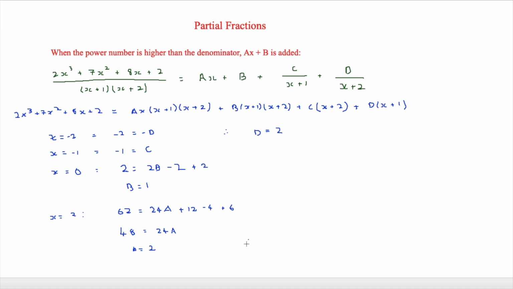So therefore, finally, after doing all that work, we can now have a final answer of 2x, and then b is going to be plus 1, and then plus, we'll put in the d first because that's positive, so then we've got the 2 over x plus 2. And then finally we have the c, and that's negative, so we got minus 1 over x plus 1. And that is our final answer.